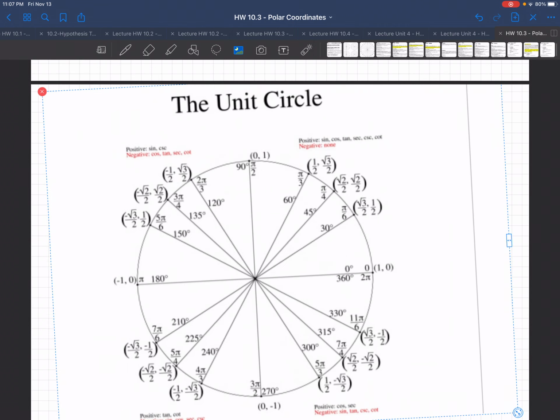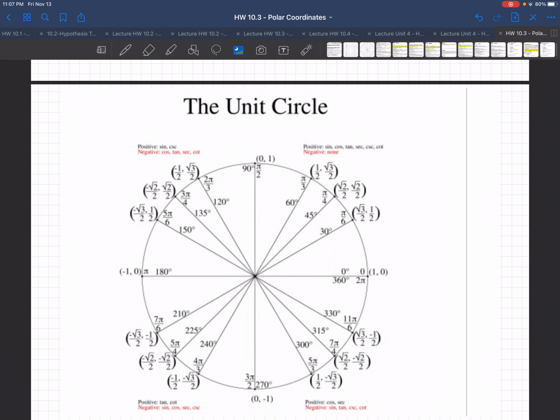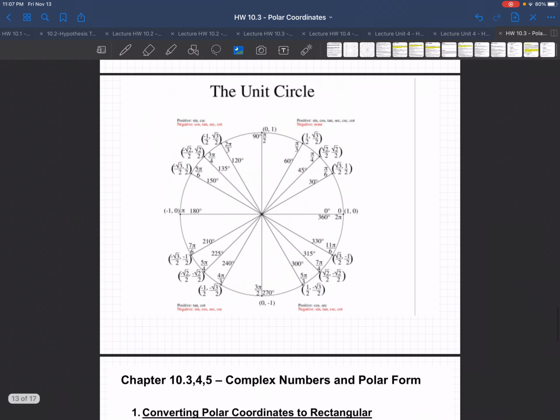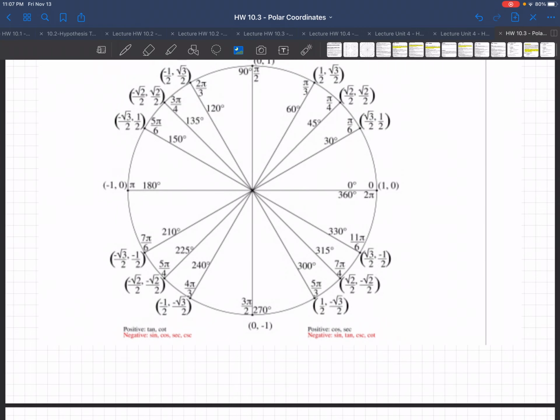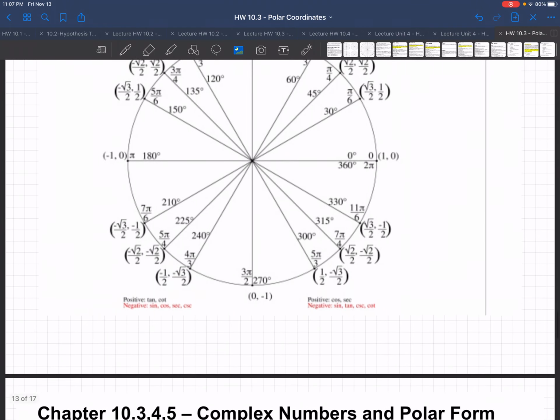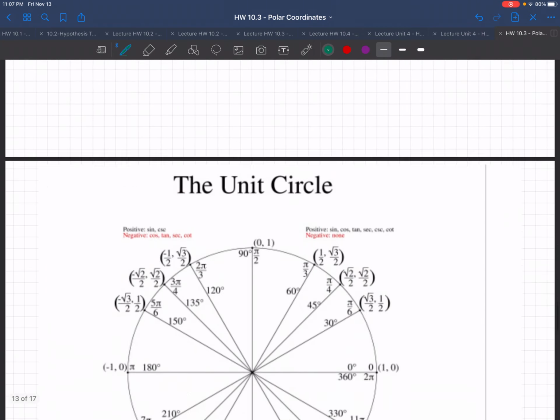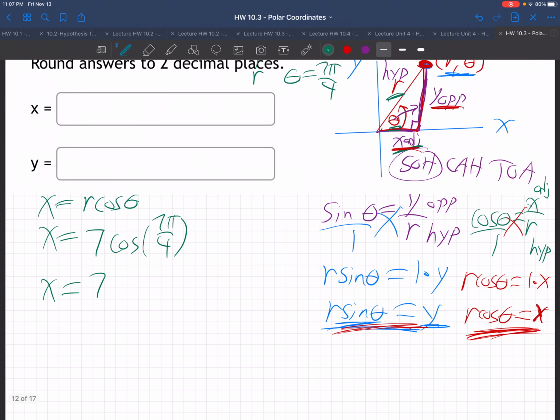All right. Got it. Here's a unit circle. So 7 pi over 4 is here. This is cosine, we want cosine, right? Cosine of 7 pi over 4 is root 2 over 2. So we go 7 times root 2 over 2, which is 7 root 2 over 2, because this is 7 over 1, and it just multiplies the top.